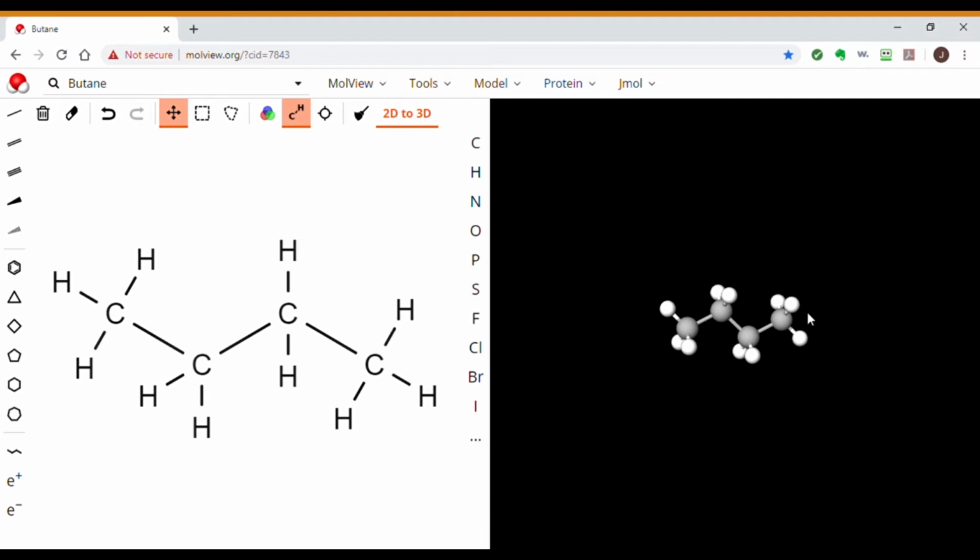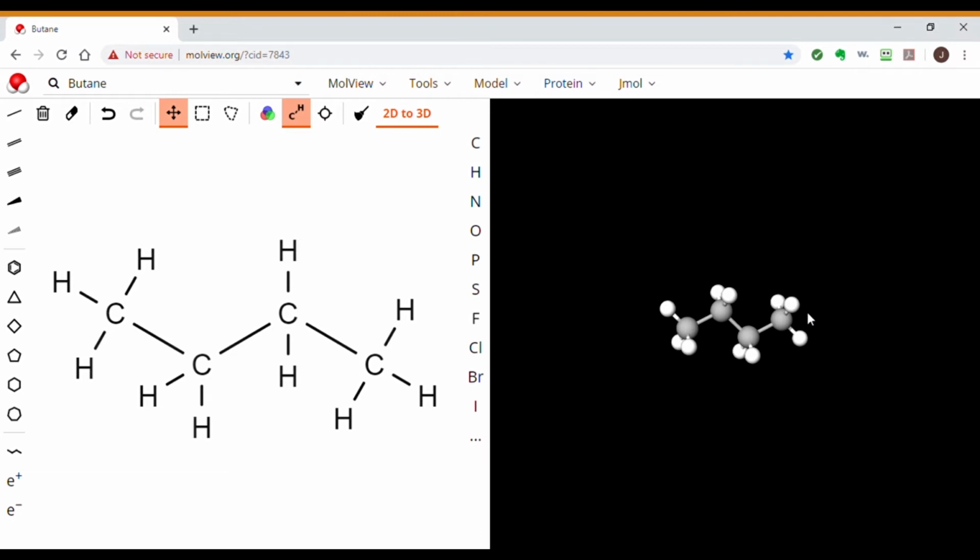Once more, if we'd like to represent this as a condensed structure, we would write it as CH3CH2CH2CH3, but since the middle set of carbons are pretty much the same, we can draw it as CH3(CH2)2CH3.